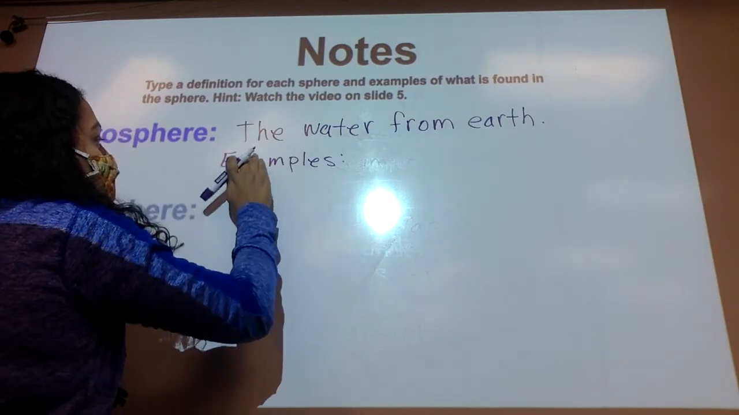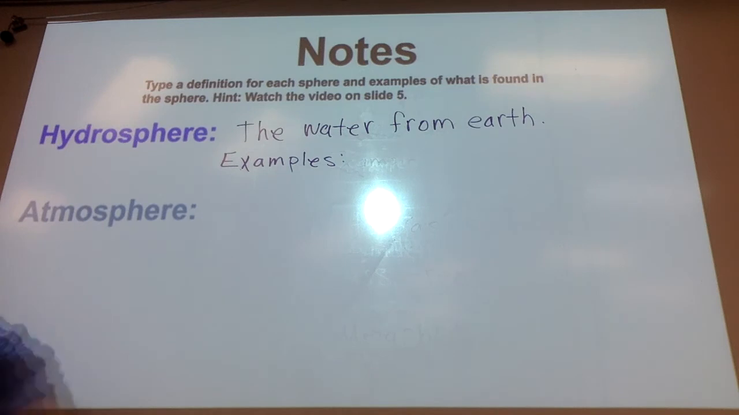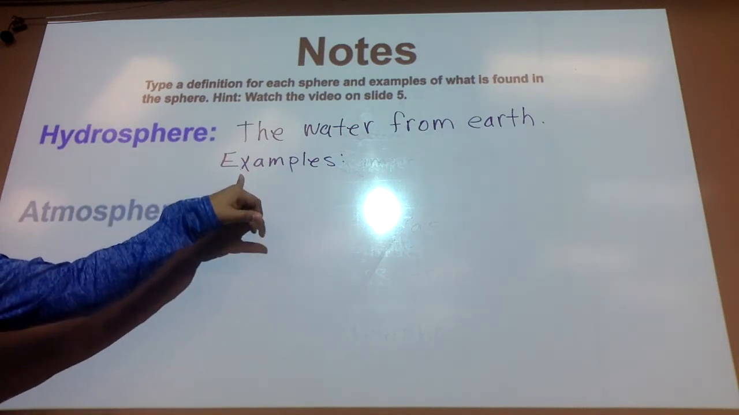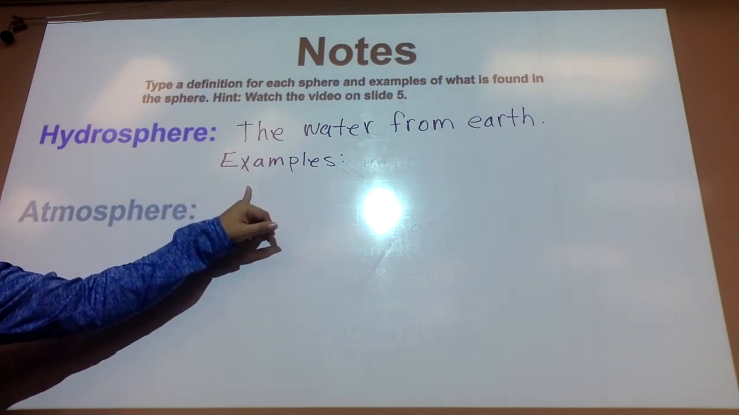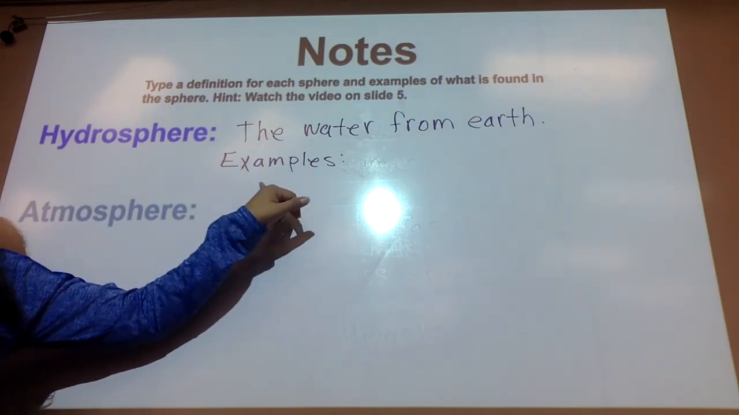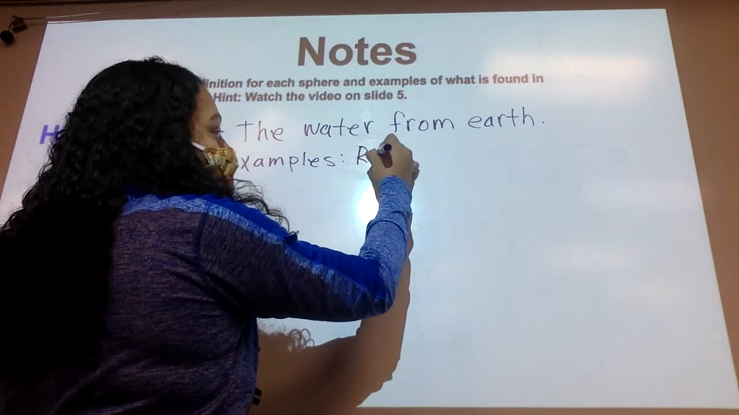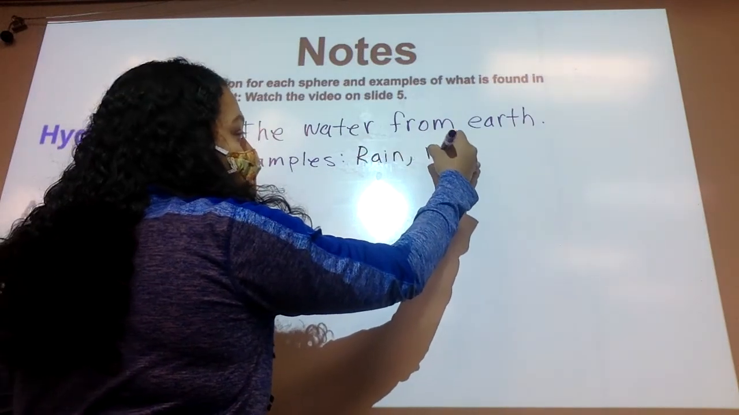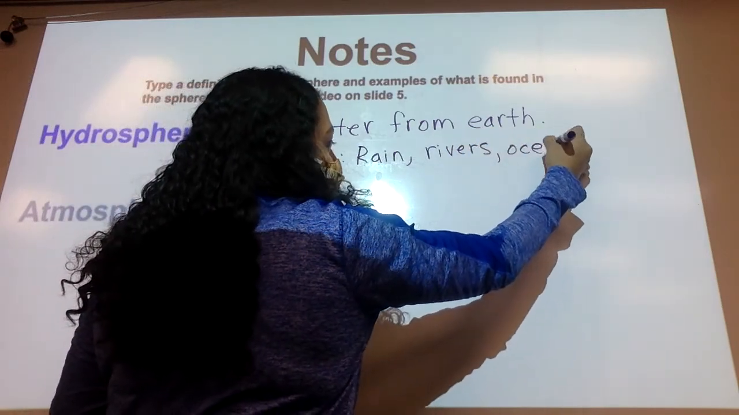Oh, we need examples for hydrosphere. For water, right? Quickly, you got it? Start typing. Sophie? It holds the rain. Rain. The rivers. Not fish. Rivers. Ocean. Oceans. Okay, that's good enough.